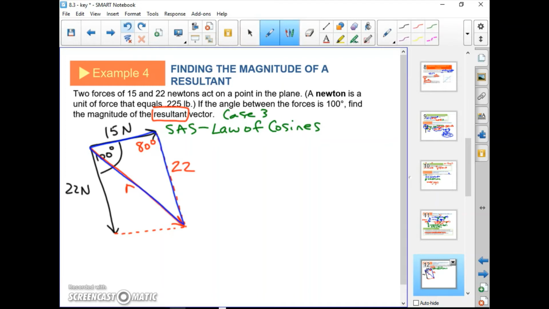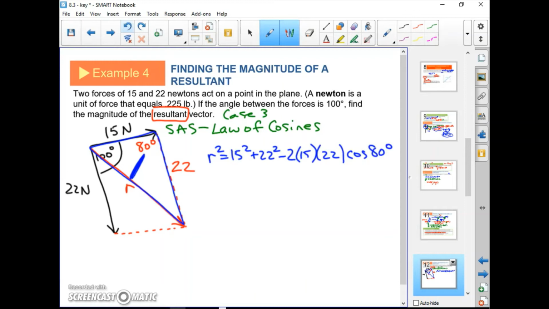So with either of the two formulas, law of cosines or law of sines, it's important to establish this partnership. I know that R and that 80 are linked together by the formula. And so the formula is going to look like this. R squared equals 15 squared plus 22 squared minus 2 times 15 times 22 cosine 80 degrees.